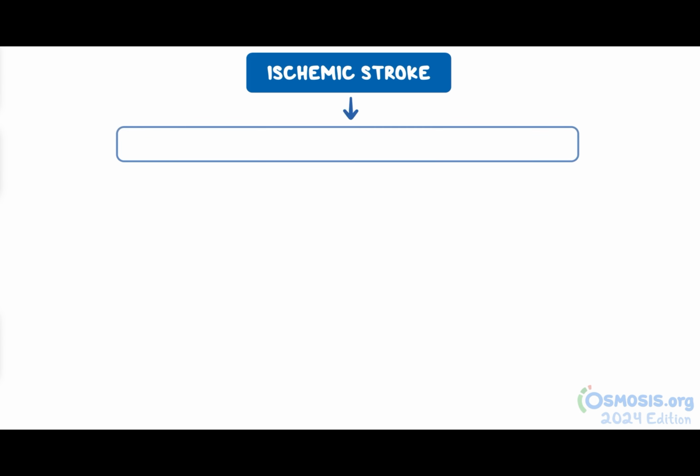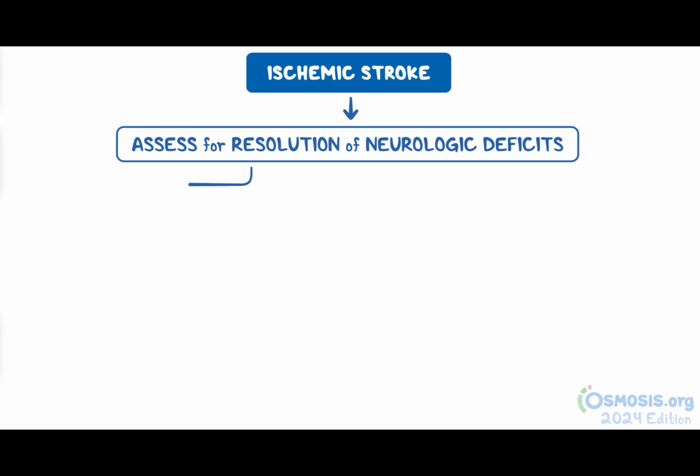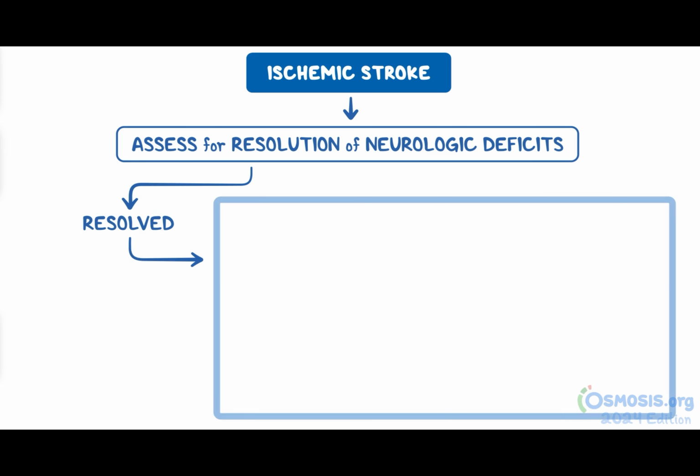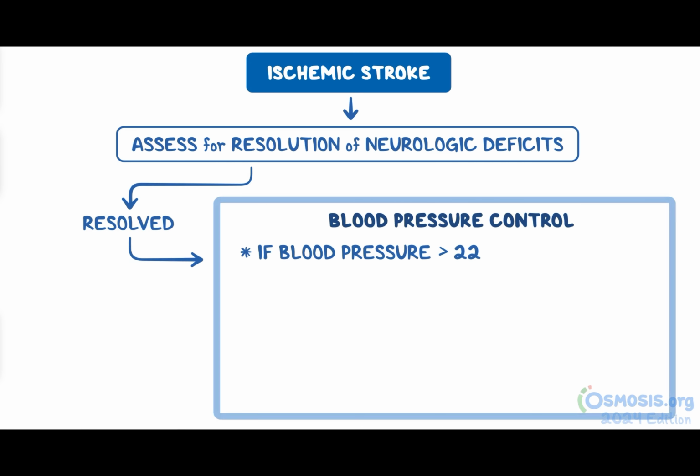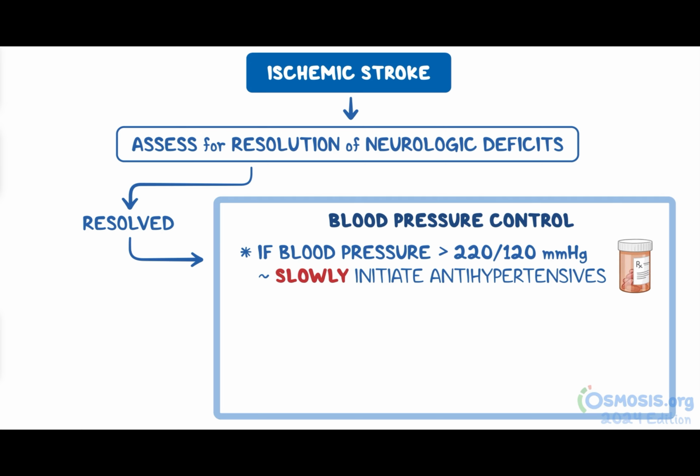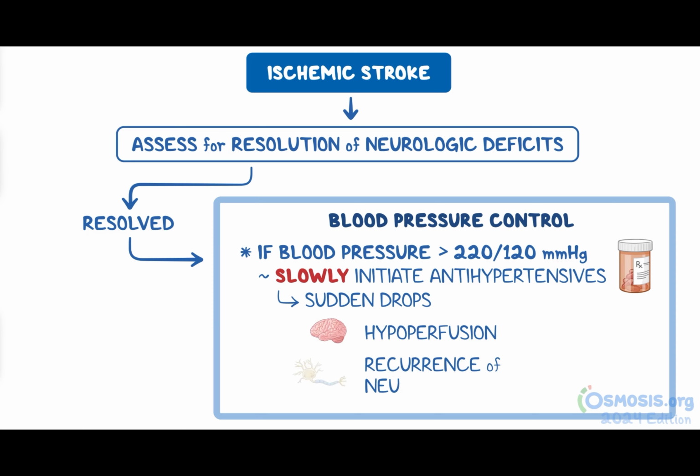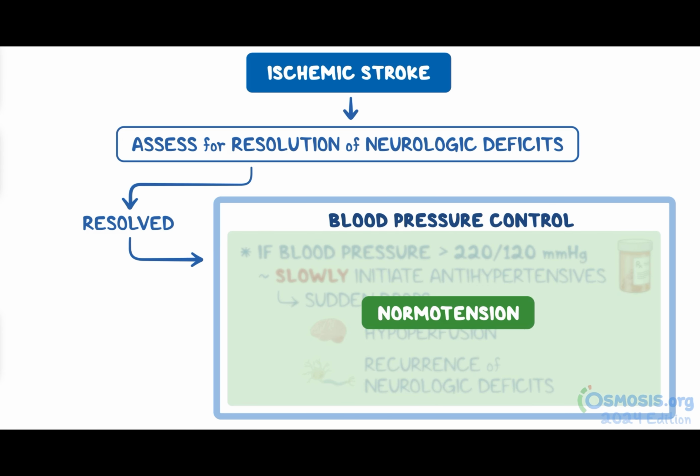Now, once you diagnose ischemic stroke, your next step is to assess for resolution of neurologic deficits. If deficits have resolved, initiate blood pressure control. If blood pressure is greater than 220 over 120 millimeters of mercury, slowly initiate antihypertensives because sudden drops in blood pressure can result in hypoperfusion of the brain and recurrence of neurologic deficits. The long-term goal is normotension.